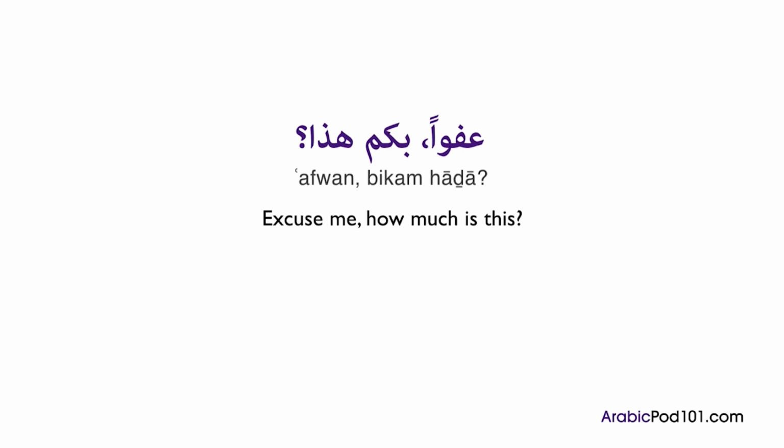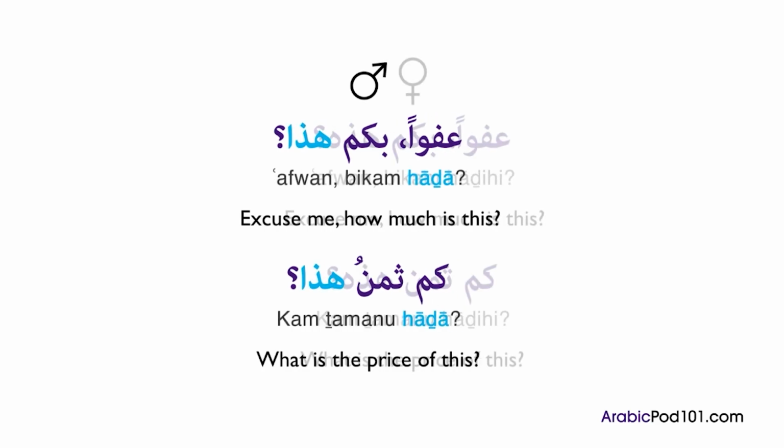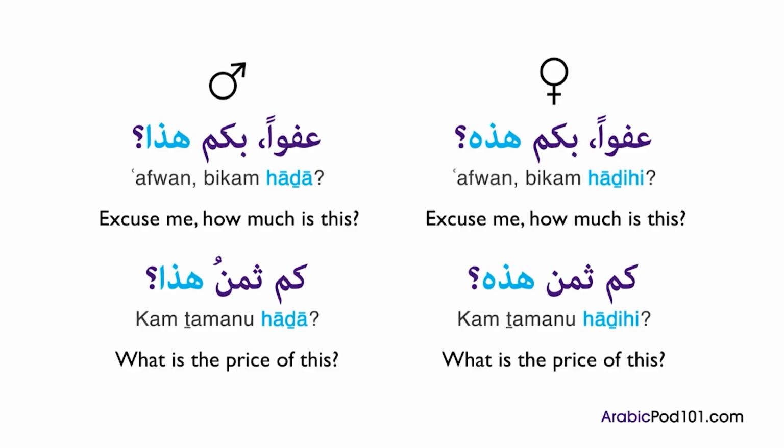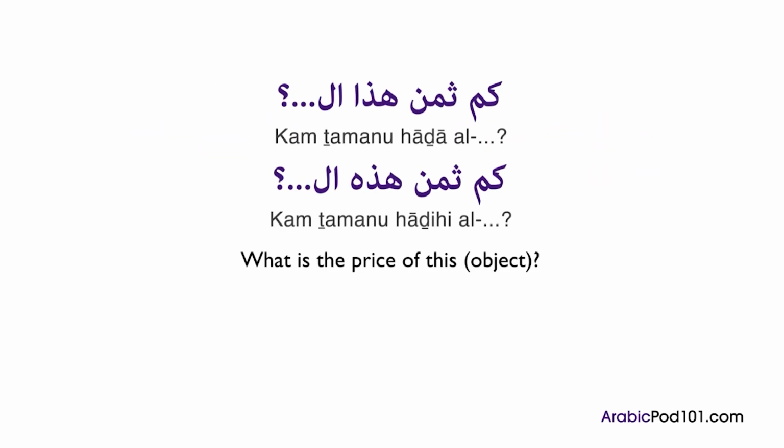Another way of asking how much is this is to say what is the price of this? Or كم ثمن هذا? Next, if we are specifying what the object is, we need to know if the object is feminine or masculine. If it is masculine, keep هذا when referring to it, and if it is feminine, use هذه. Then, if you would like to specify the name of the object, you first say el, which is like the, and then say the noun.